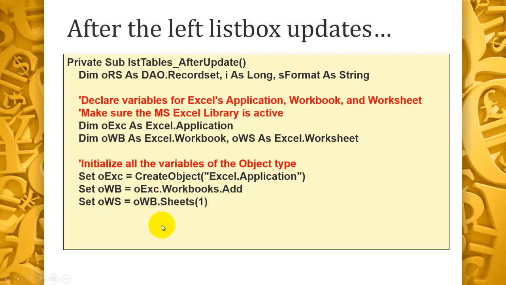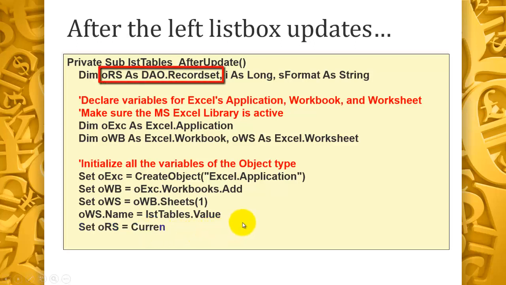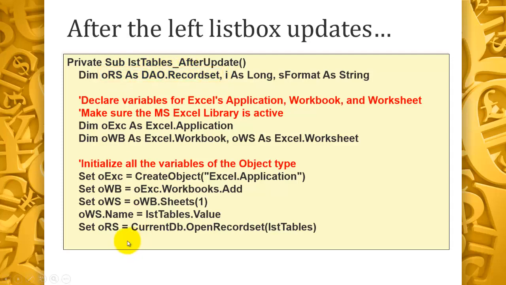And we will use OWS as a reference to the first sheet in the collection of sheets of that new workbook. What should be the name of that worksheet object? The value that we had selected in the list tables: table employees, table products, table suppliers. Then we need to create a record set type. We declared ORS as a type of the DAO record set. Set ORS from the current database, open the record set, and you can use the name of the table you want to open. More coming.